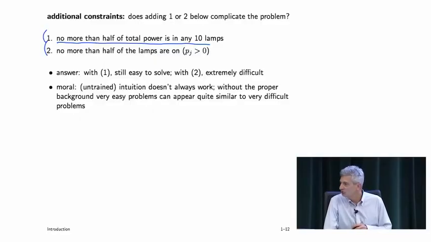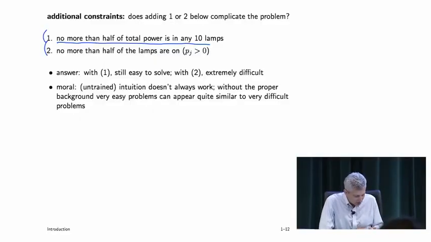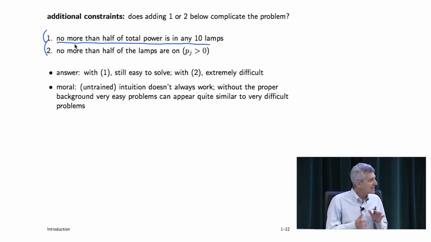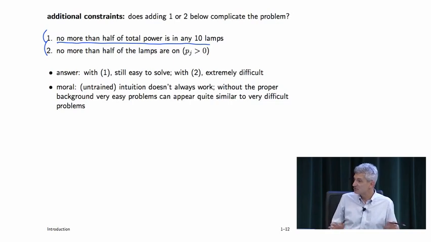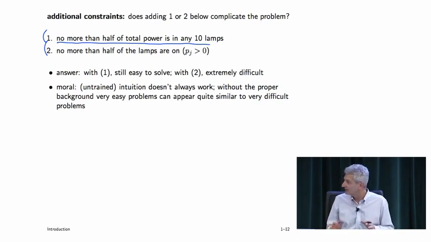Something like that, right? Okay. So, or no more than half the lamps are on, right? So suppose these are your two, these are the 2 constraints. At first, they sound like they're about the same. Certainly, if you parse them in English, they sound kind of similar, right? They don't sound that different, right?